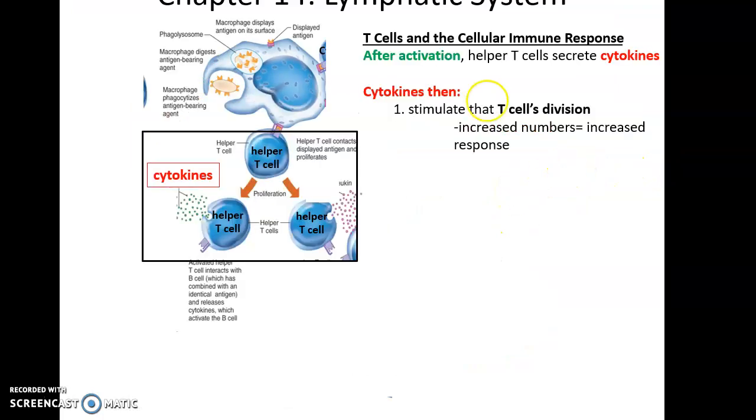So, after the helper T cell is activated, it will secrete cytokines. Cytokines are chemicals produced and released into the tissues and bloodstream. One thing the cytokines do is stimulate the helper T cell that's active to divide. So now there are more of these helper T cells, all ready to help cause the fight against the pathogen.